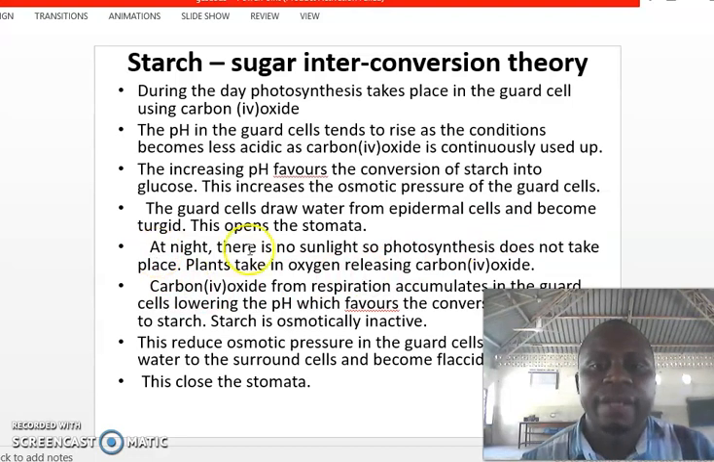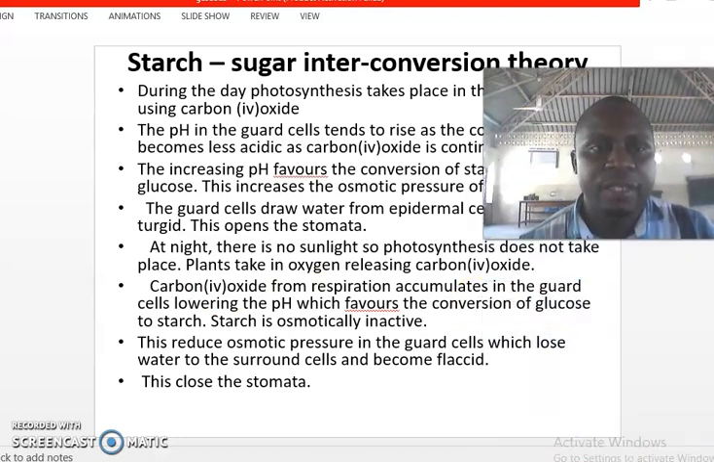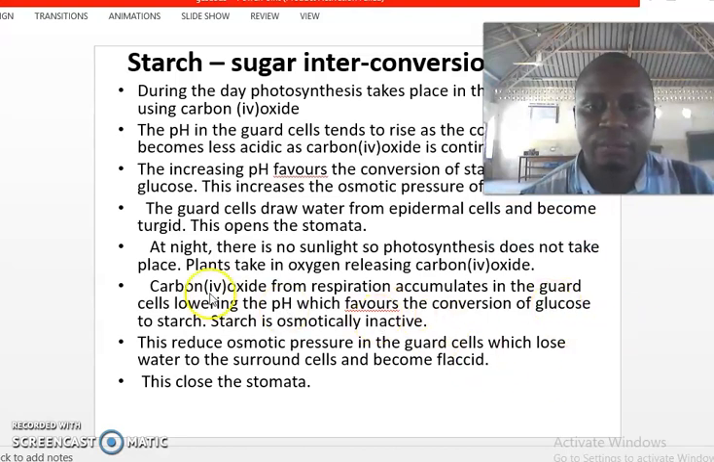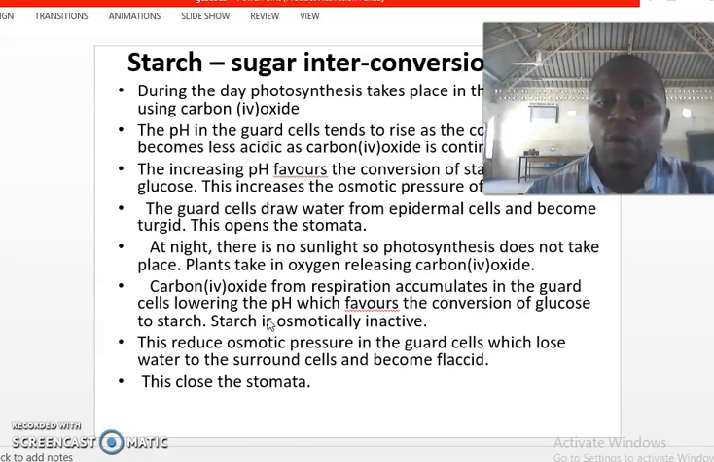At night, there is no sunlight, so photosynthesis does not take place. Plants take in oxygen, releasing carbon (IV) oxide due to respiration. Okay? Now, as carbon (IV) oxide from respiration accumulates in the guard cells, it lowers the pH, meaning the pH becomes more acidic because carbon (IV) oxide is an acidic gas. Okay, so it lowers the pH and favors the conversion of glucose to starch.